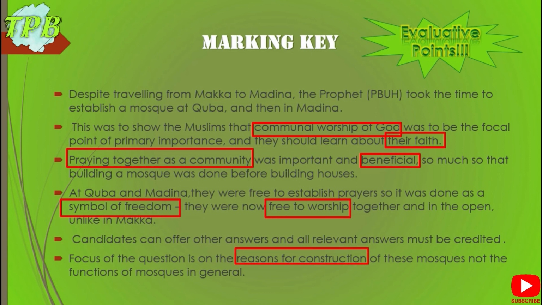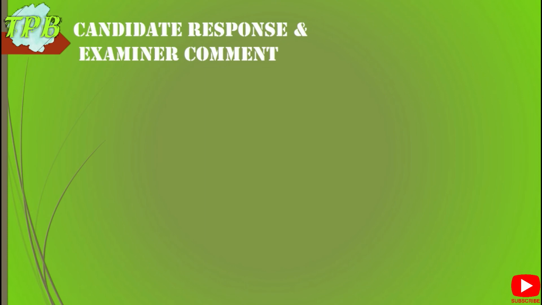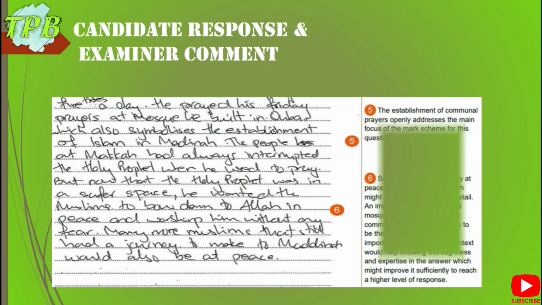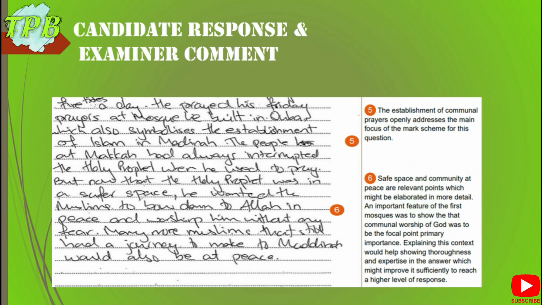Now you can see a candidate response and an examiner report. The candidate is writing the answer to the question mentioned in the previous slide, and the examiner is giving his verdict according to the response submitted by the candidate. He has mentioned a safe place for the community and a freedom of worship, which is explained by the candidate in a proper manner to get a higher level. This question is given 3 out of 4 marks by the examiner.